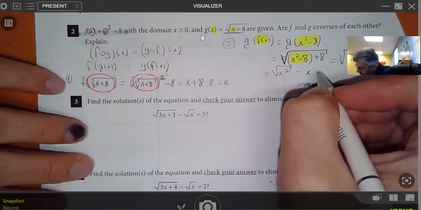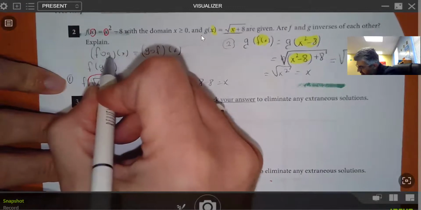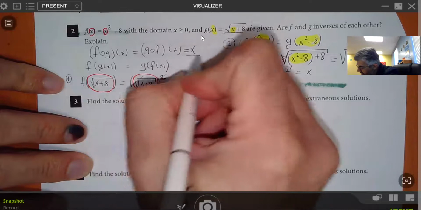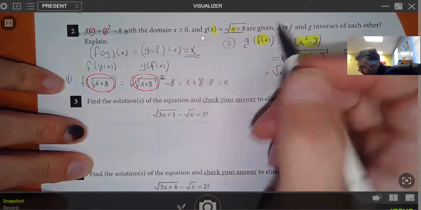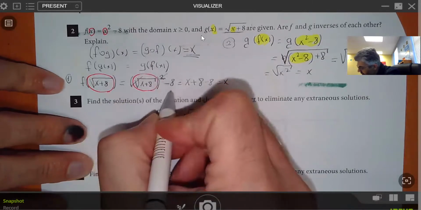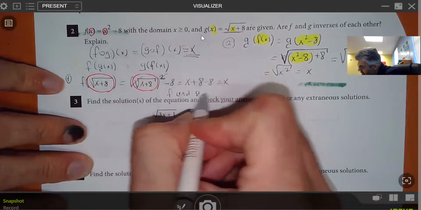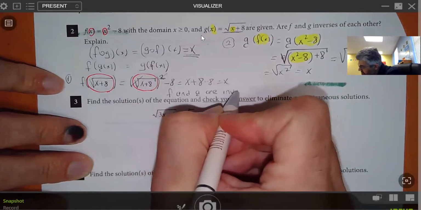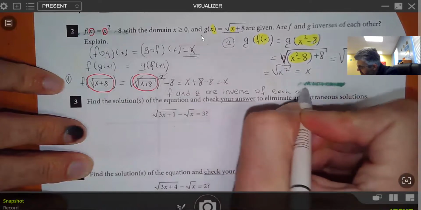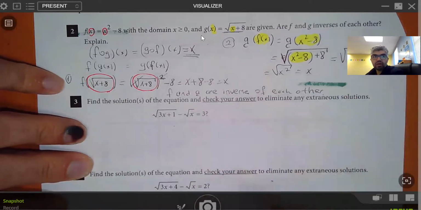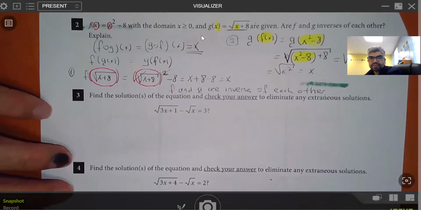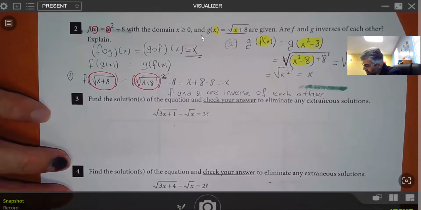Cool. So f of g of x and g of f of x both equal x. So we say f and g are inverse of each other. Okay. Number 3. Is it clear? Any question here? Cool. Number 3.